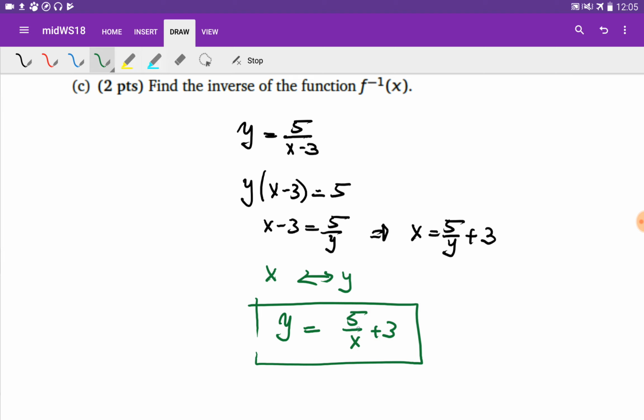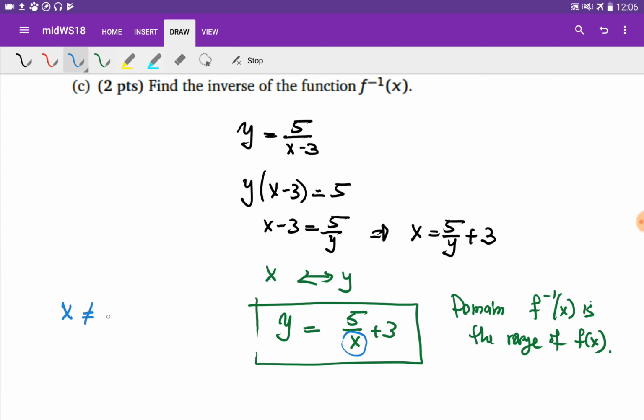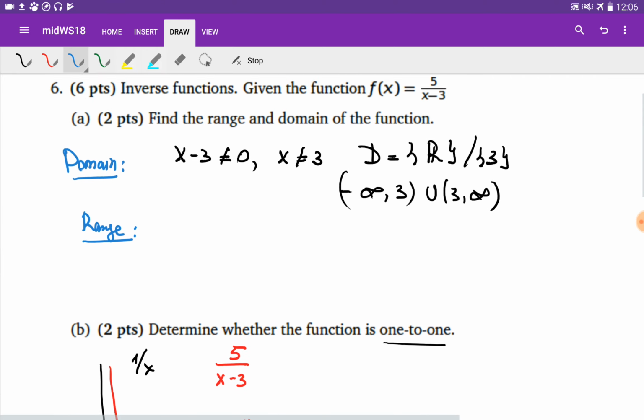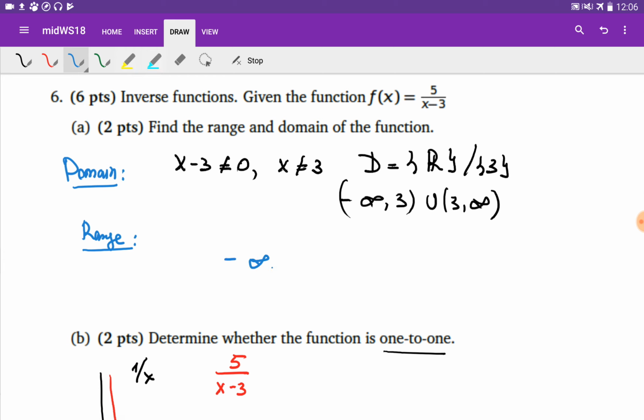So the domain of this function is going to be the range of the original function. The domain of the inverse is the range of the original function. The domain of this function is all possible values for x except 0, since x is in the denominator and can't be equal to 0. That is why the domain of the inverse of this function is going to be all possible values except 0, right? So the range of the original function is going to be all values from minus infinity until 0 and from 0 to infinity. So this is all the questions of the midterm exam.